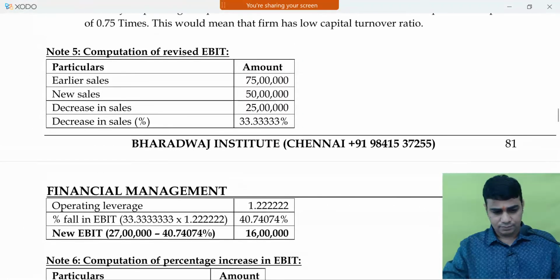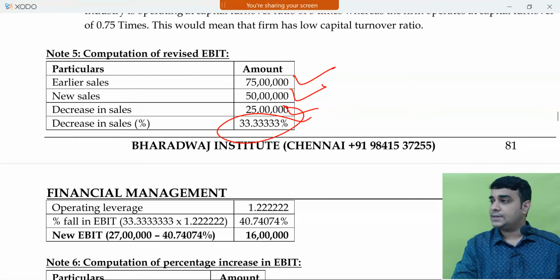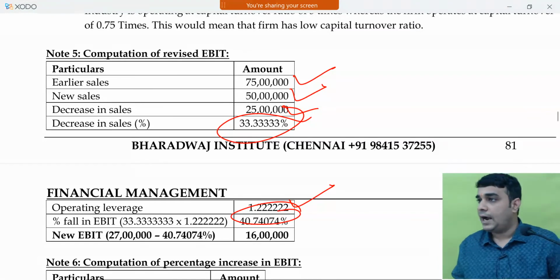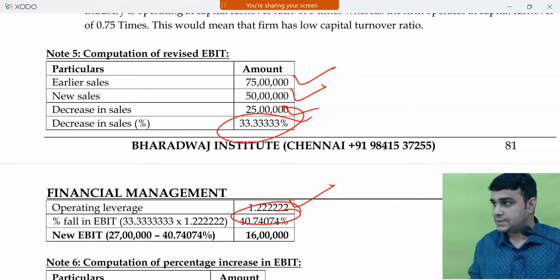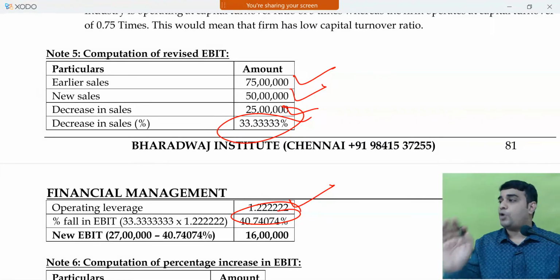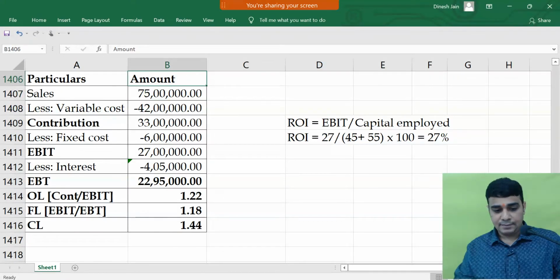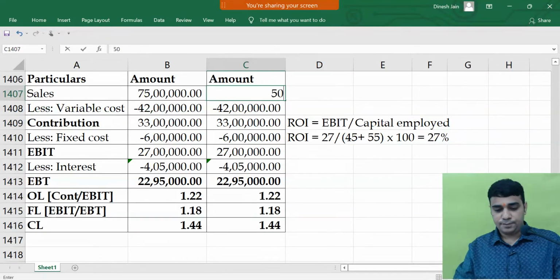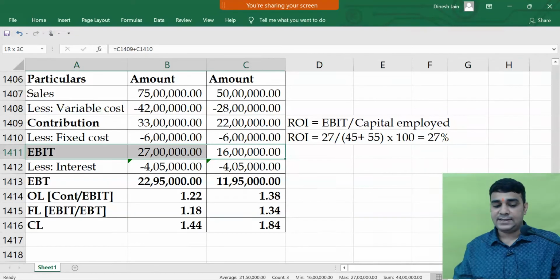Earlier sales 75 lakhs, new sales 50 lakh, decreases 33%. Operating leverage is so much, so the percentage fall in EBIT will be this, and you get the new EBIT. To avoid rounding off issues, I've calculated so many decimals, else there can be a huge rounding off issue. This 16 lakh is also possible for you to calculate if you prepare an income statement like this, because sales from 75 lakh has come down to 50 lakh. Sales has come down, your variable cost will also proportionately come down, and your EBIT is 16 lakhs.